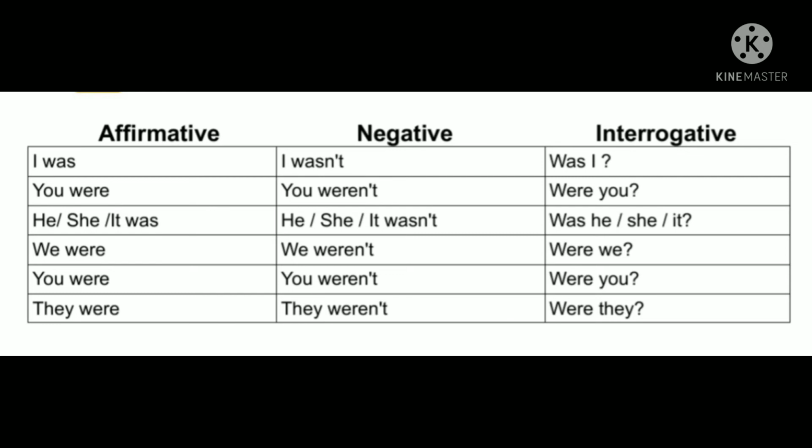Well, in the affirmative form, we have I was. To make it easy for you, just replace the I with was and the was with I. So it's the same. Here we have I was, and in the interrogative, when we want to ask a question, we have was I. Was I at school? It's really easy.